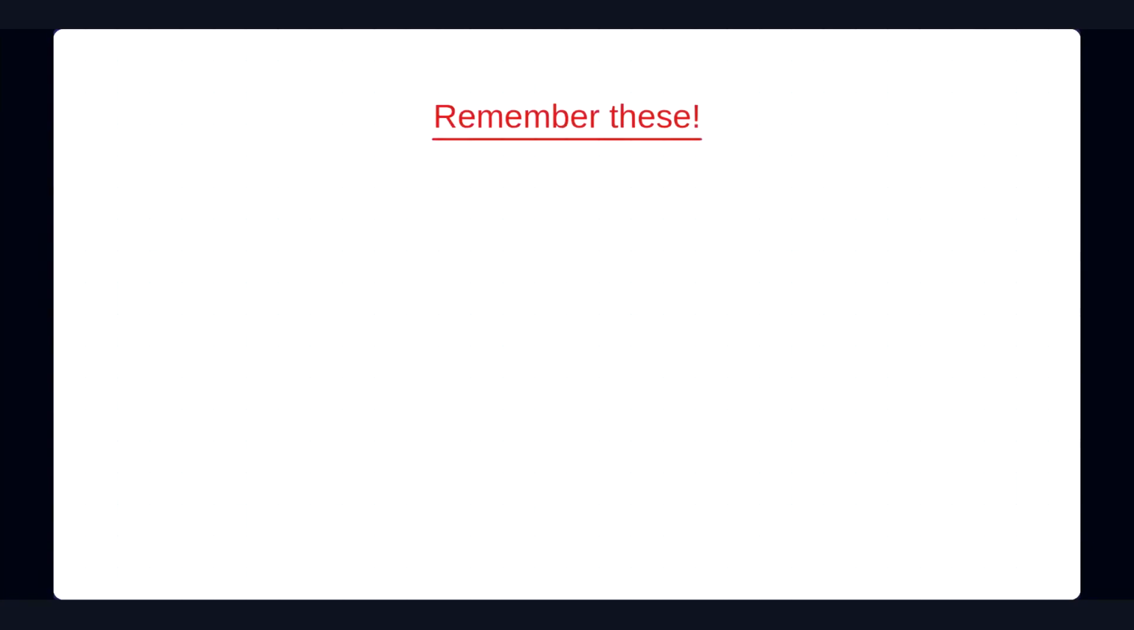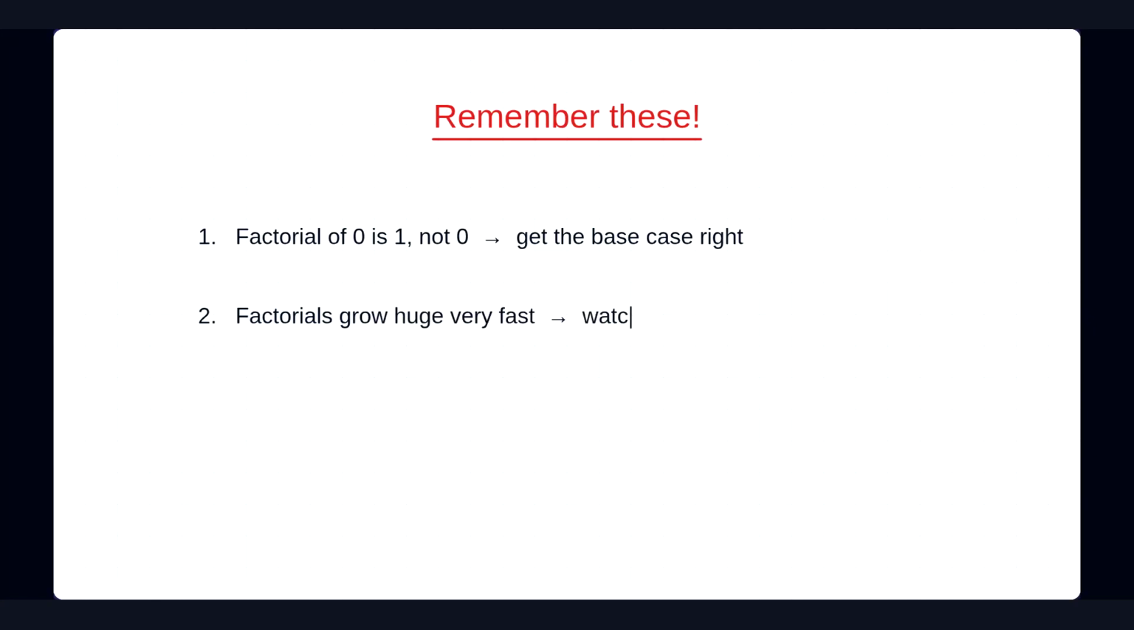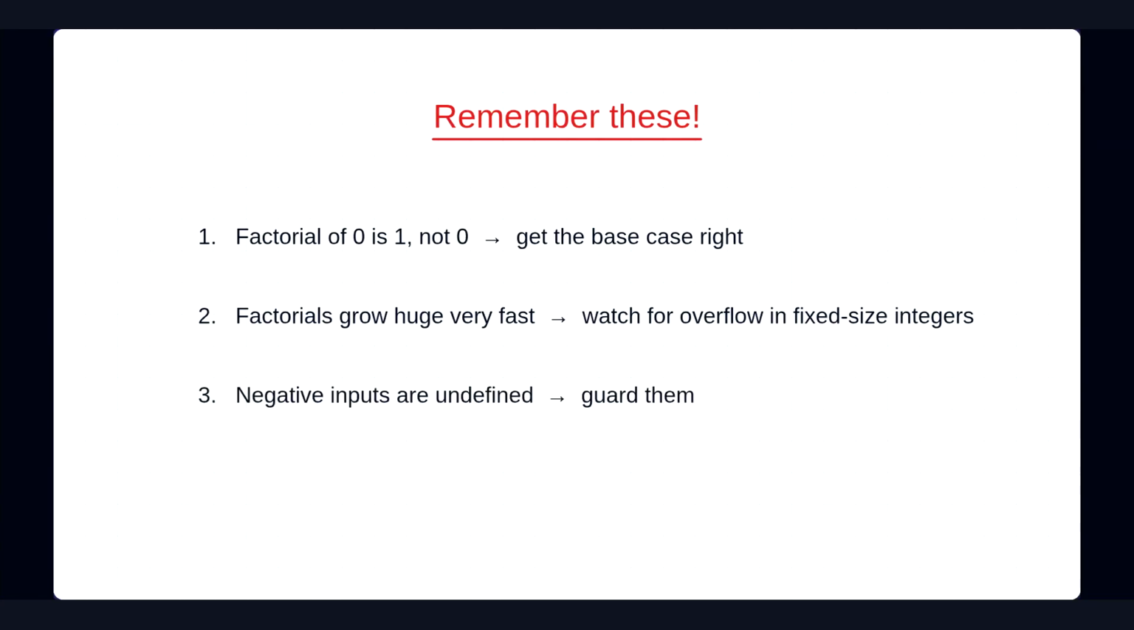Keep these in mind. First, the base case is factorial of 0 equals 1, not 0, a very common slip. Second, factorials explode in size, so in languages with fixed size integers, they overflow quickly, though Python handles big numbers for us. And third, factorial is not defined for negative numbers, so guard against them.